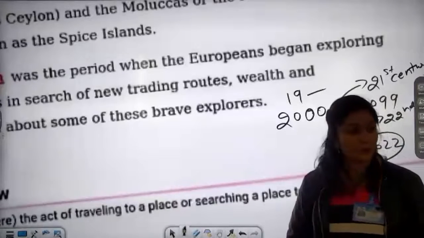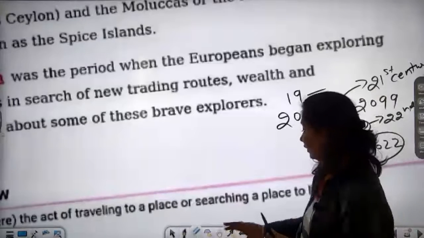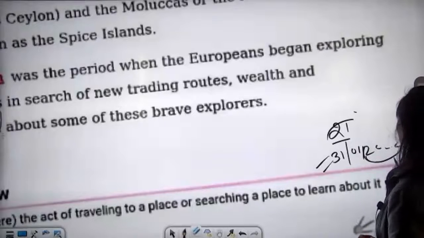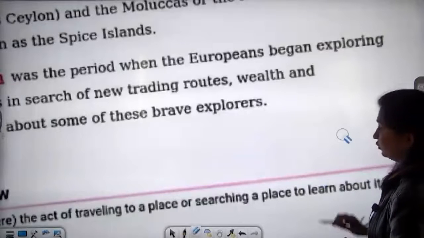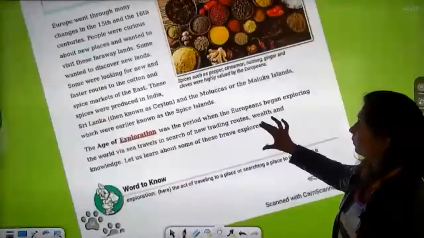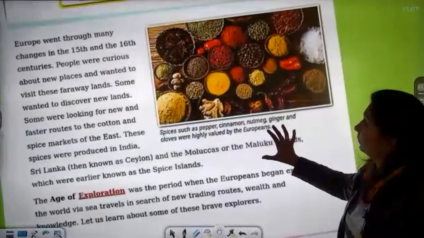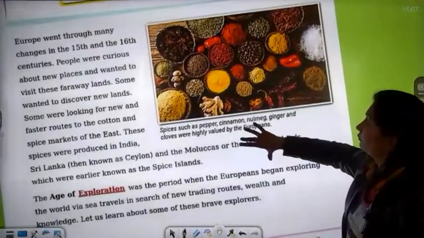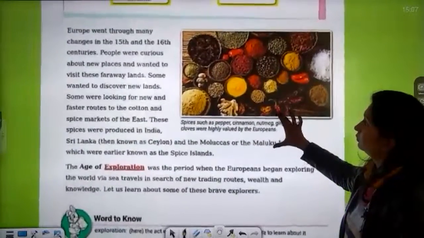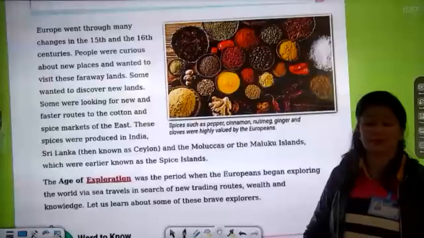Century means a period of 100 years. So in which centuries? In the 15th and 16th centuries, the Europeans were facing a lot of changes. Europe went through many changes in the 15th and 16th centuries.